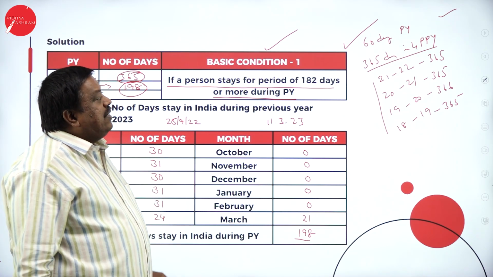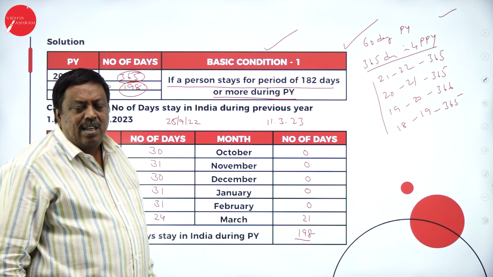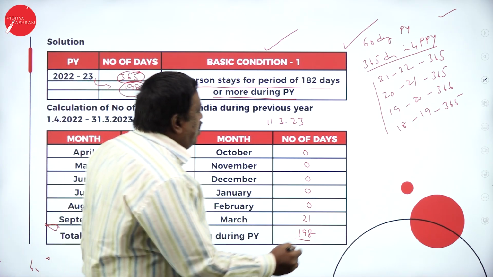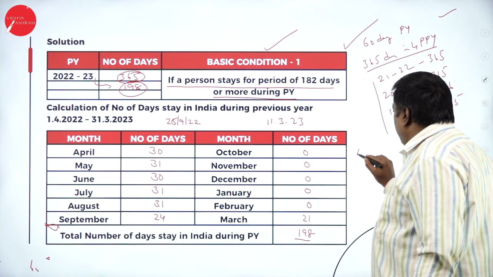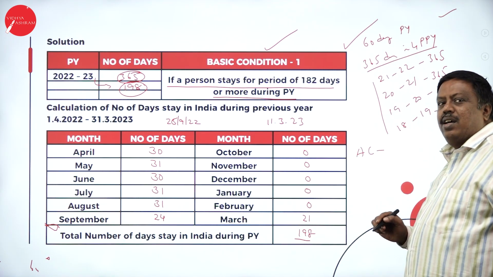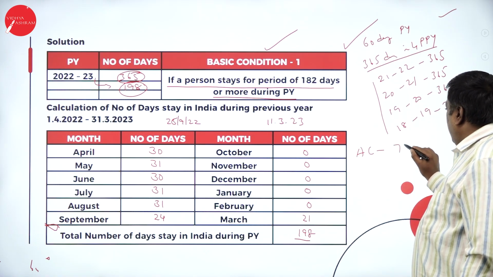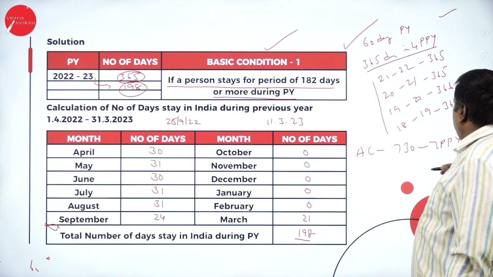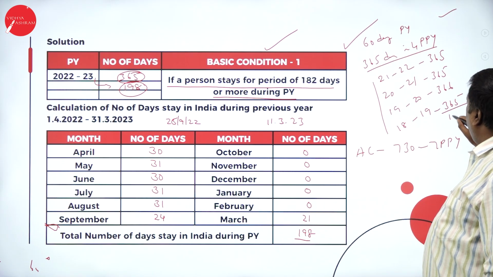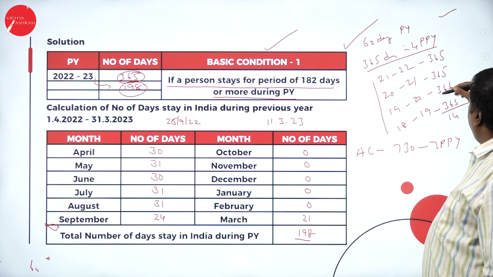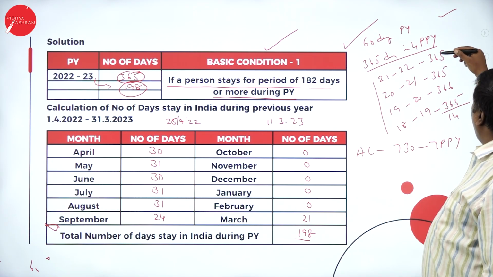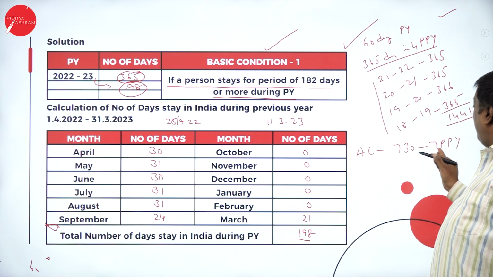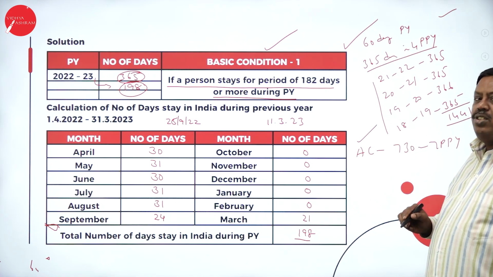So now, where I have satisfied both the basic conditions, we have to verify the additional condition. What is my additional condition we have here? The first additional condition: my stay in India should be 730 days in 7 preceding previous years. In 4 years only it is coming for 1,441 days I was in India. So I have satisfied my first additional condition.